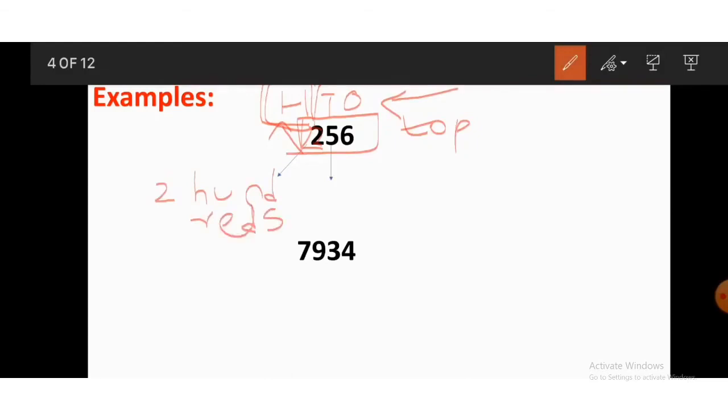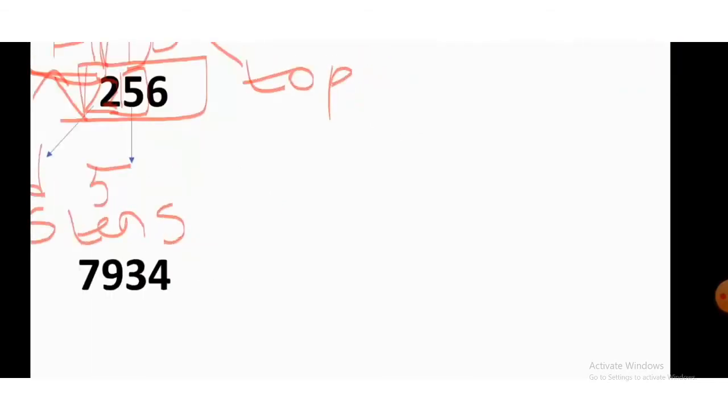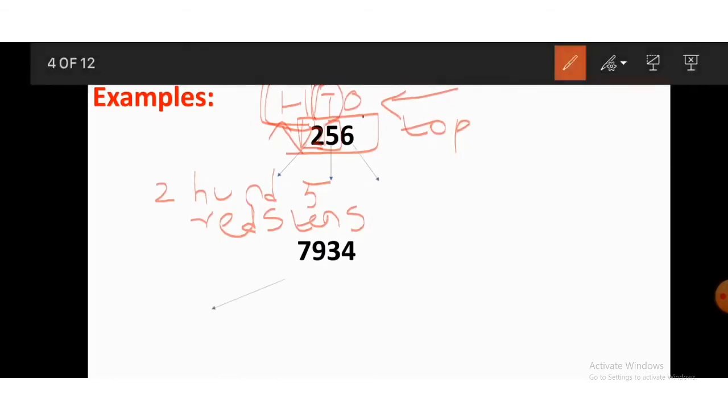Now what will the place value of 5 be here? 5 is in which place? 5 is in tens place. So the place value of 5 will be 5 tens. Then the third digit is 6.